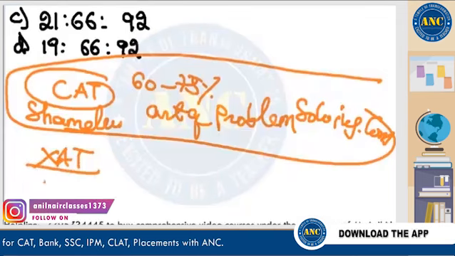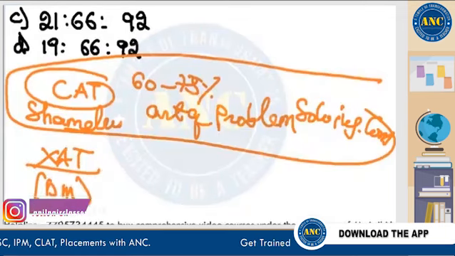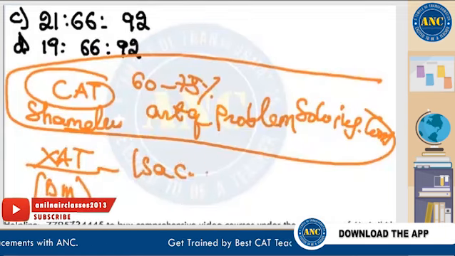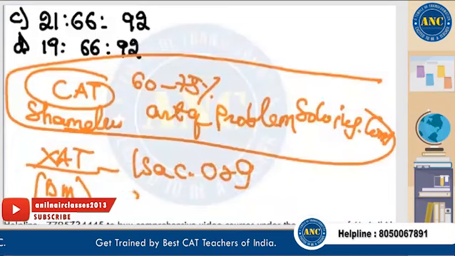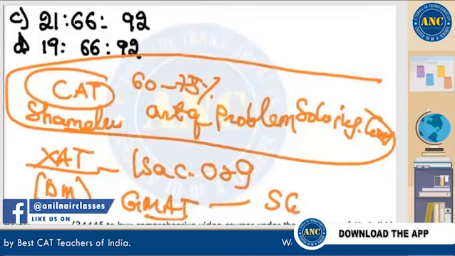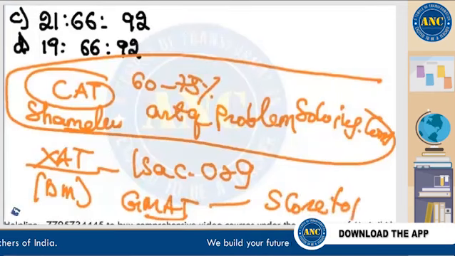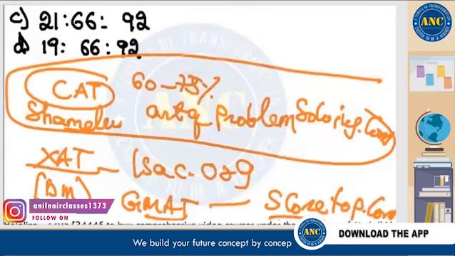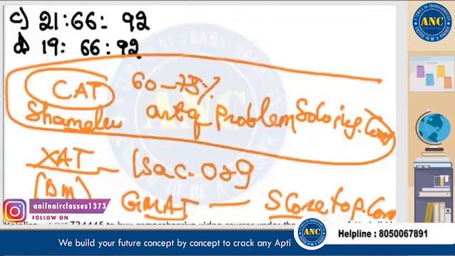XAT has a section on decision making. The questions come from lsac.org, the Law School Admission Council. GMAT exam questions used to come from a website, scoretop.com, but now the website is blocked.